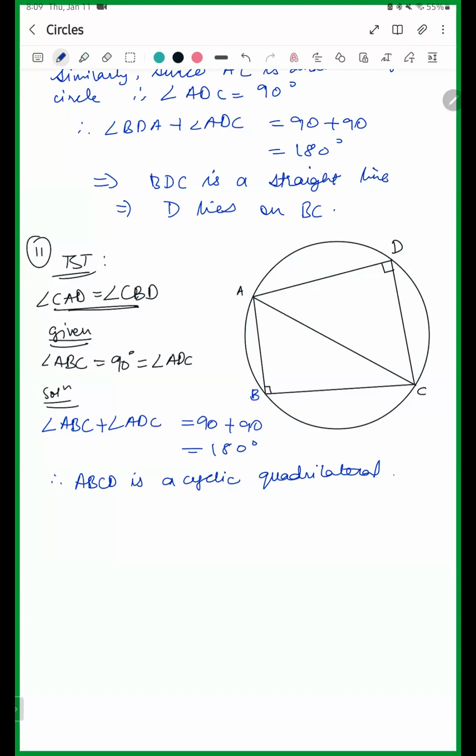Let's do that. So we have to show that angle CAD, this angle, is equal to angle CBD. Okay, have to make this one CBD, this angle. So before that, first we need to show that. Okay, just a minute. Let's not write this yet. Don't write this yet, okay?